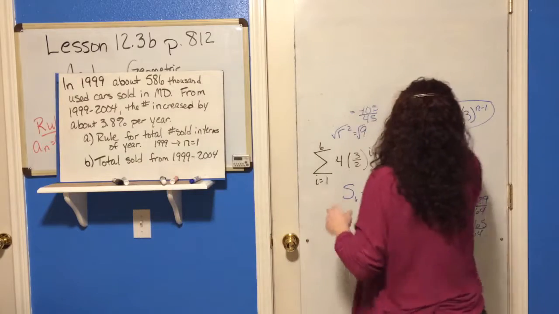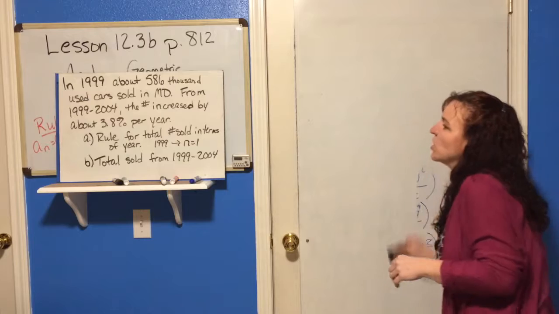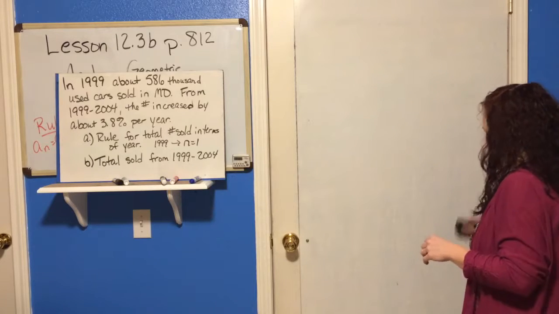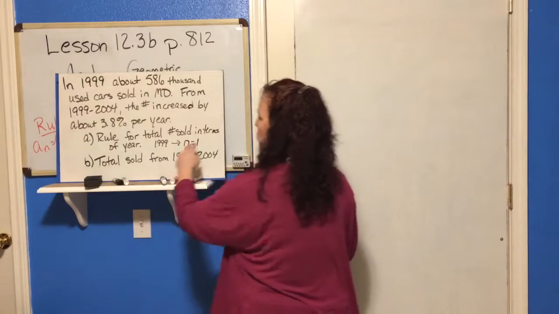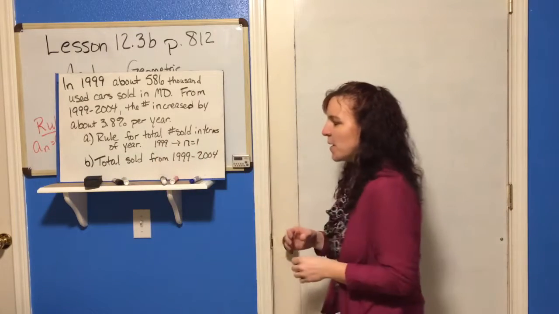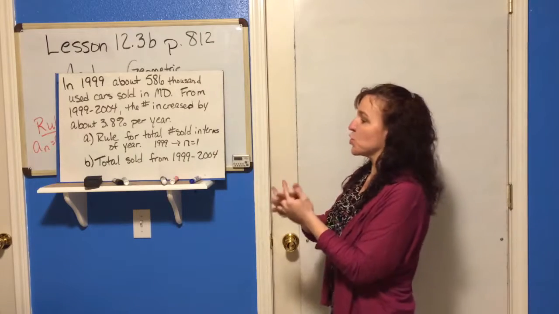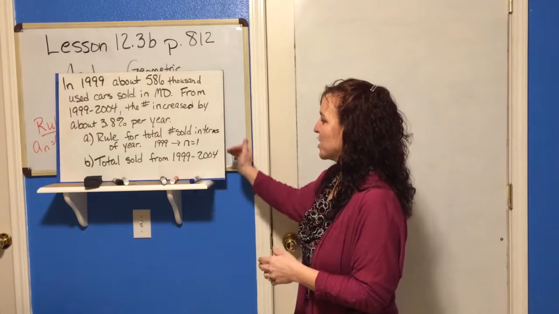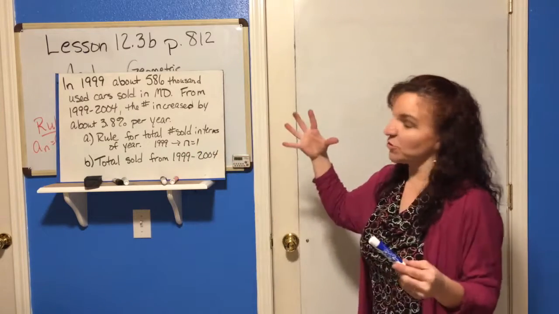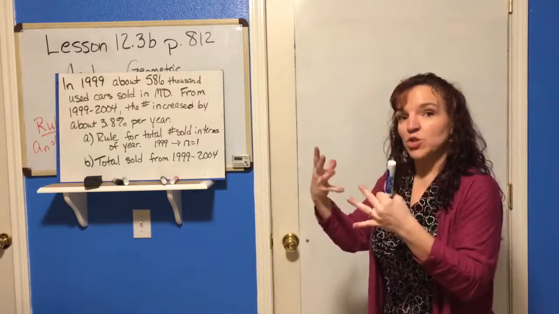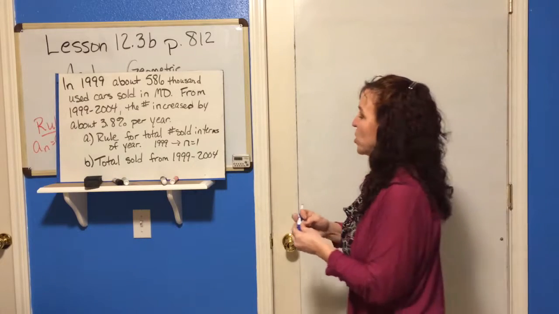So what I want you to do is two steps. First step is I want you to find a rule for the number of cars that were sold, and I want you to give that rule in terms of the years, and you can use n equals 1 is 1999. Then I want you to tell me the total number of used cars that were sold in Maryland from 1999 to 2004. So what we need to do is just take this general information and put it into our rules and our formulas that we already know.